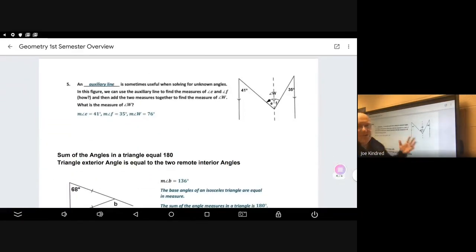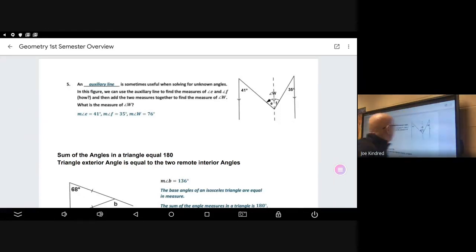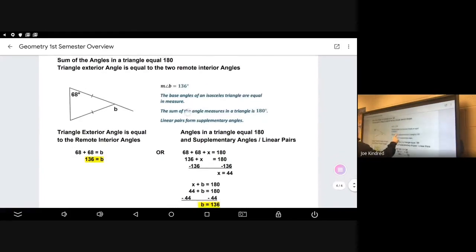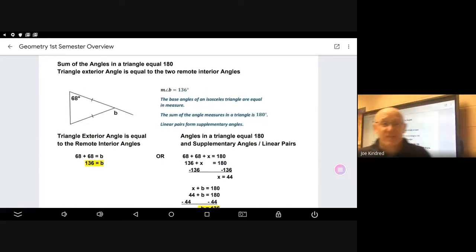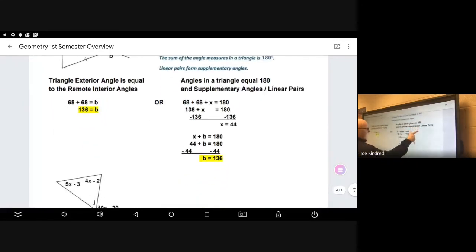Auxiliary lines are used. Review that. Sometimes useful when you're solving unknown angles. You can see the auxiliary line dotted out there. It allows us to find missing angles with the use of parallel lines and transversals. Another big idea was being able to use this information. I show an example in this one where I'm using two different methods to solve for angle B. Here's your first method, and here is your second method.